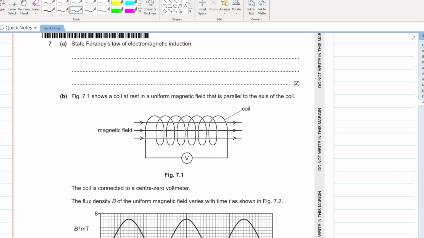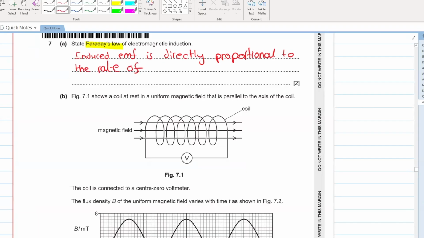State Faraday's law of electromagnetic induction. Yes. What is Faraday's law of electromagnetic induction? Faraday's law of electromagnetic induction states that induced EMF is directly proportional to the rate of change of magnetic flux.